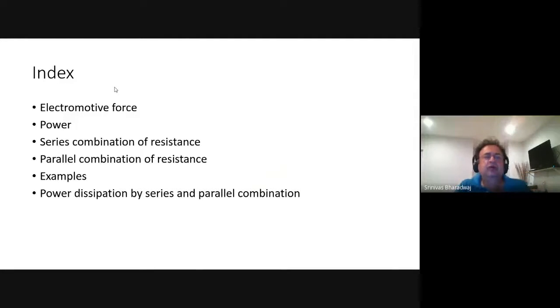Today we will look quickly at power, and then we will look at resistance combinations, how to solve resistance combinations, some examples, and then power dissipation. Then we will switch gears and go to Kirchhoff's current law and loop law, or voltage law. Okay.